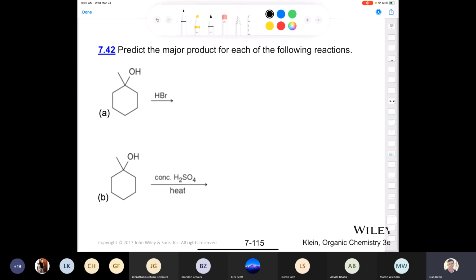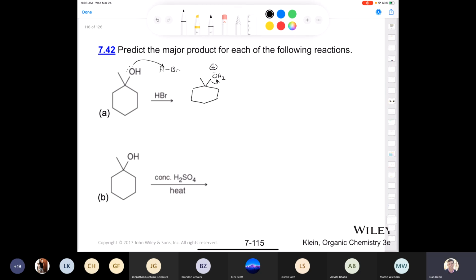It says predict the major product for each of the following reactions. If I take this tertiary alcohol and I treat it with HBr, it's not asking us to draw a mechanism, but we could draw one out, couldn't we? The first step is going to be the proton transfer to form the oxonium, which has converted the alcohol into a good leaving group.